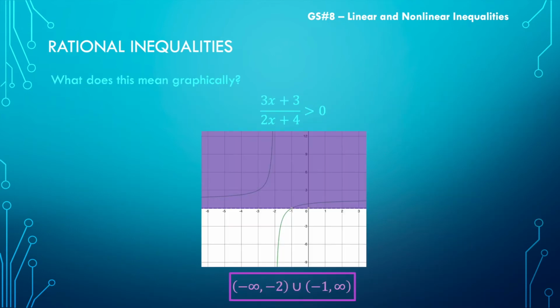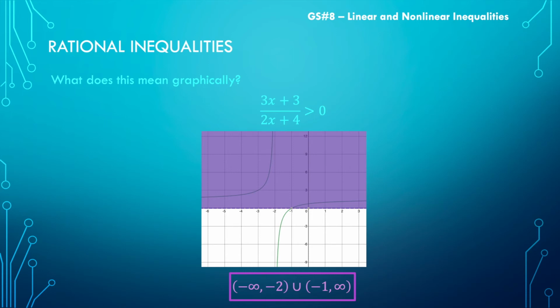So here's a graph of the rational function y equals (3x plus 3) over (2x plus 4). And if we're looking at this, we want to identify what part of this function is above the x-axis, or what's the domain of this function that's above the x-axis.